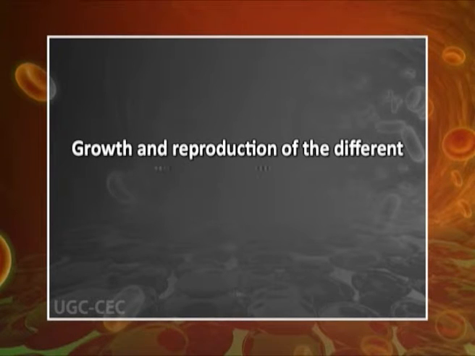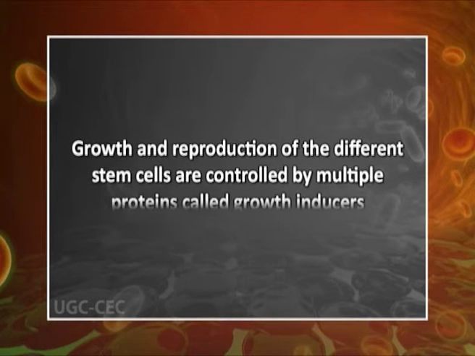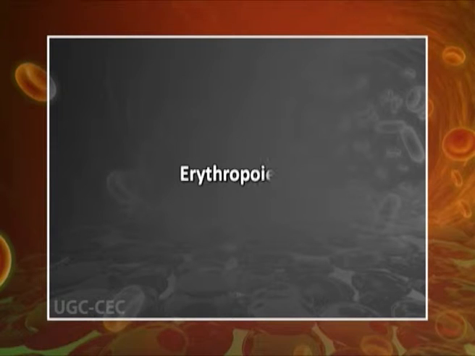Growth and reproduction of the different stem cells are controlled by multiple proteins called growth inducers. Interleukin-3 promotes growth and reproduction of virtually all different types of stem cells, whereas the others induce growth of only specific types of committed stem cells. Now we will see what actually this erythropoiesis is.